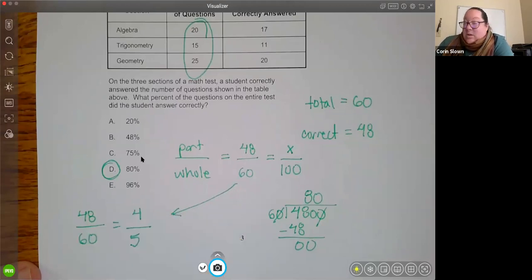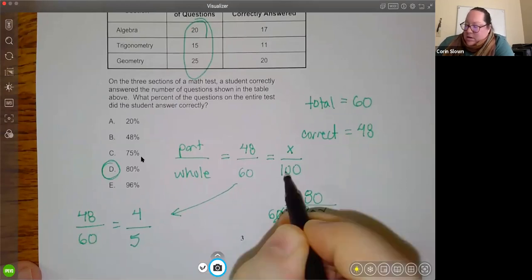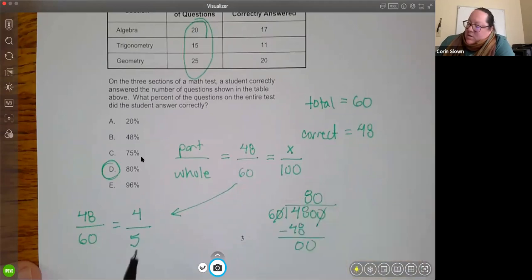And here's the really cool part. If I have a fraction that is fifths, and I'm thinking about how many go in to make 100, I know that in order to make 100, I need 20. So 5 times 20 is what gets me to 100. So if I multiply 4 by 20, that also gives me 80. So that's how I can also get to a percent. Here's the really cool part about most of these math problems.